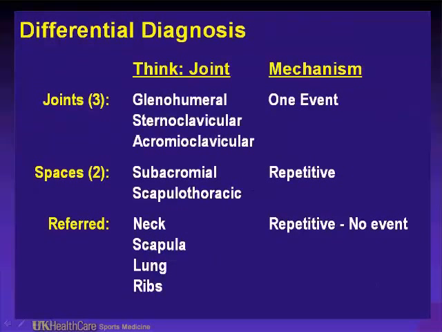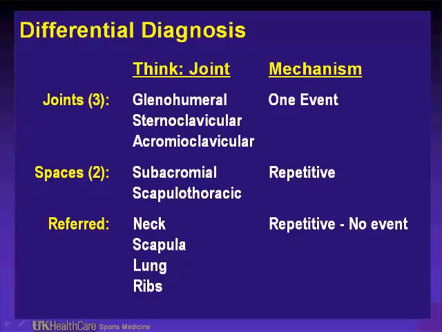When we think about the differential diagnosis of shoulder problems, you have to think, what joint is it, what space is it, or is it referred pain? There are three joints about the shoulder: the glenohumeral, the sternoclavicular, and the acromioclavicular. Oftentimes the mechanism of injury can be one single event, such as a dislocation, an acromioclavicular separation.